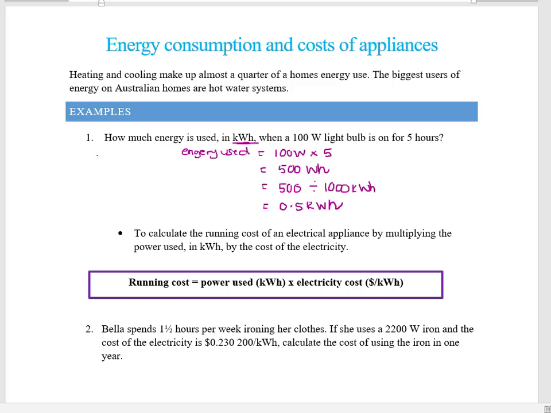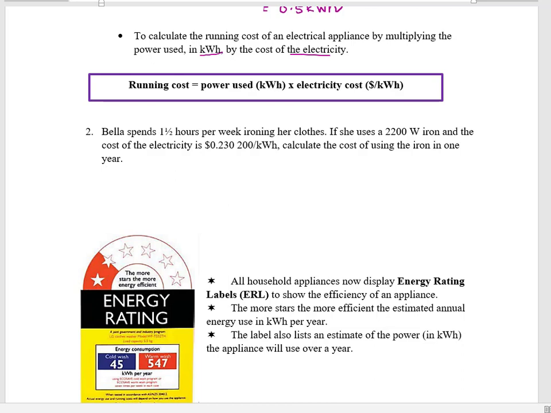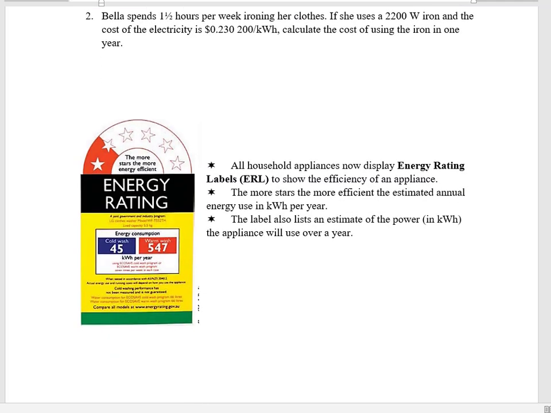To calculate the running cost of an electrical appliance, we multiply the power used in kilowatt hours by the cost of electricity. And that's what we're going to be looking at. So I've put here in a box: running cost equals power used in kilowatt hours multiplied by the electricity cost. And this is how our power bills get created.